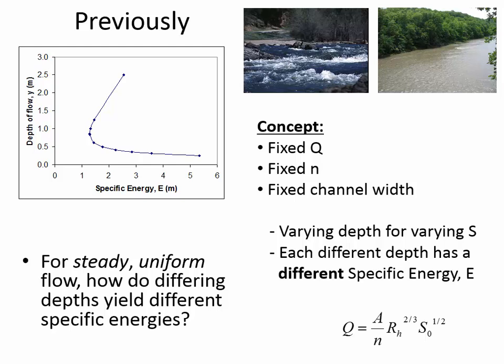What all of these different flow depths arise from is varying slopes. If the channel slope is increased or decreased, that's what's going to govern the flow depth.